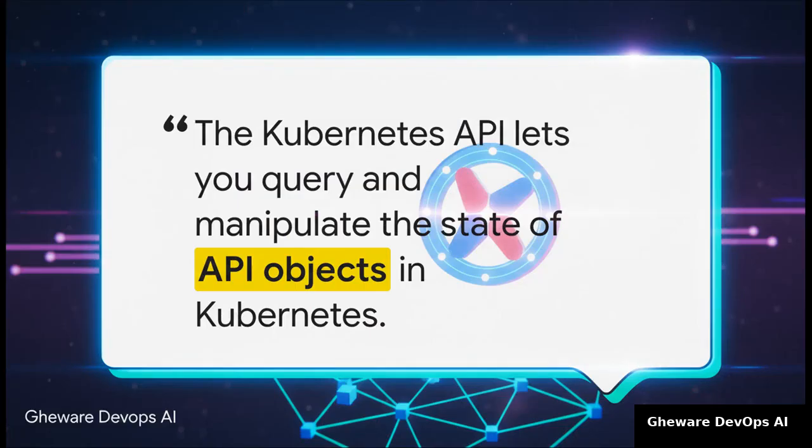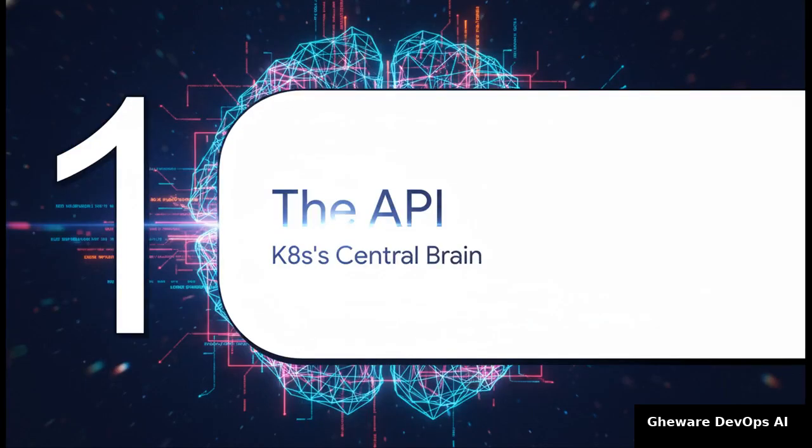But wait, before we even talk about pods, you need to burn this one sentence into your brain. Ready? Everything in Kubernetes is just an API object stored in a database. Seriously, once you get that, the rest is easy. So what does that actually mean in practice? It means that at its heart, Kubernetes is just a big, powerful central brain called the API.